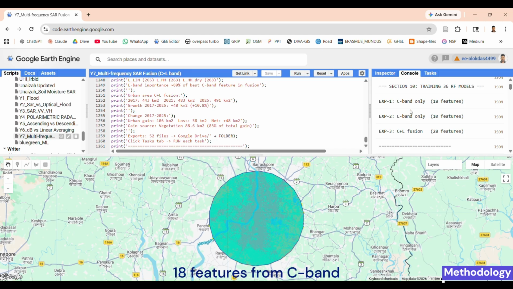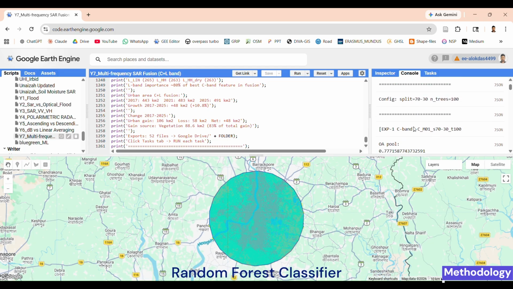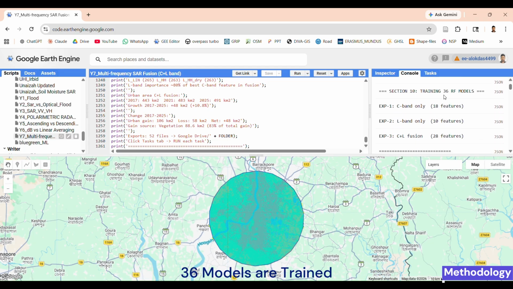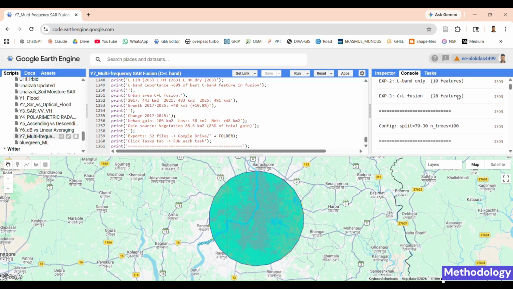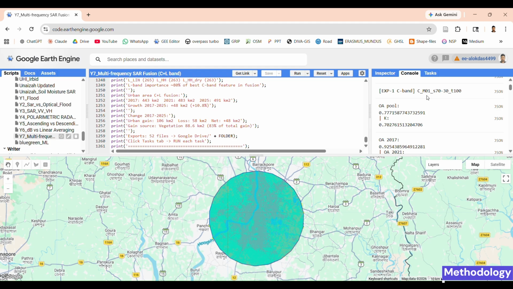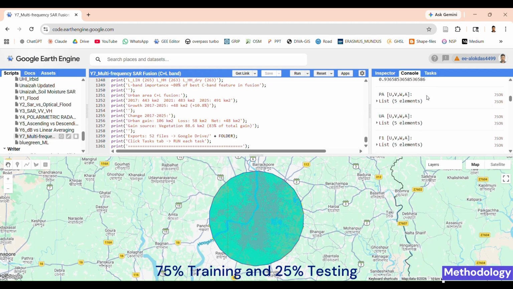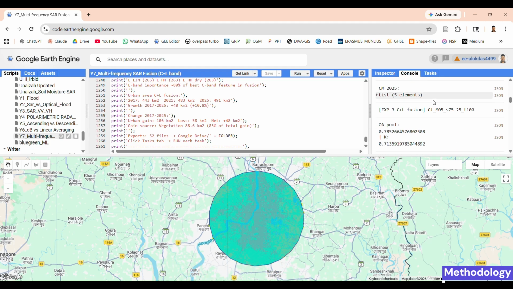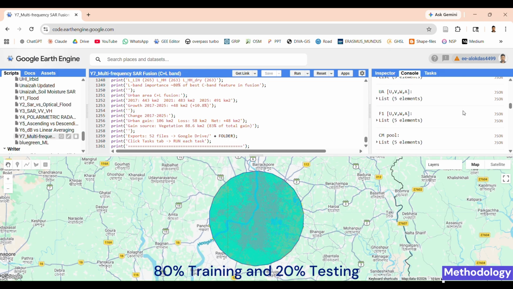Feature engineering generates 18 features from C-band and 10 features from L-band, including backscatter, indices like DPRVI, texture features, and seasonal variations. These are combined into a 28 feature fusion dataset. A random forest classifier is used, where 36 models are trained using 3 training and testing splits: 70% training and 30% testing, 75% training and 25% testing, and 80% training and 20% testing.